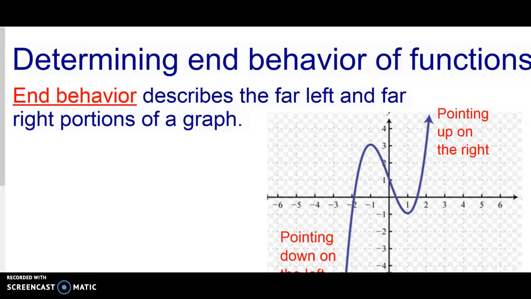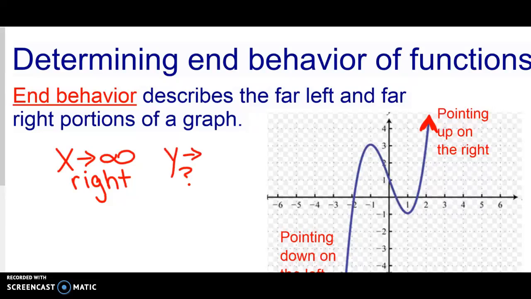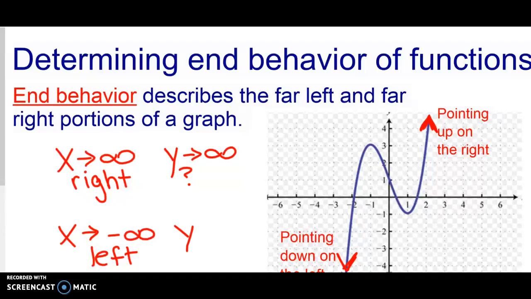So remember this: x approaches infinity. That means the right-hand side of the graph. What's going on on the right-hand side of the graph? Well, it's pointing up. So when it's pointing up, you're going to say y approaches infinity on the right-hand side of the graph. Let's talk about the left side of the graph. x approaches -infinity. That means the left side of the graph. What is going on on the left side? It's pointing down, so y is approaching -infinity. If it kept going and going, it would go to -infinity.